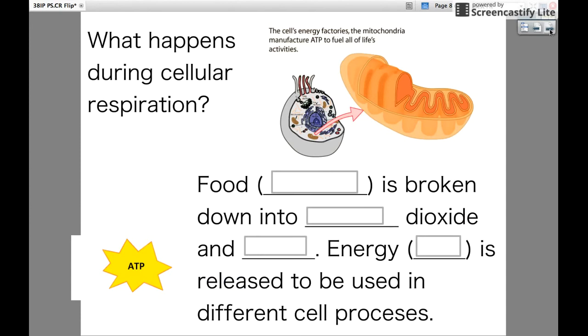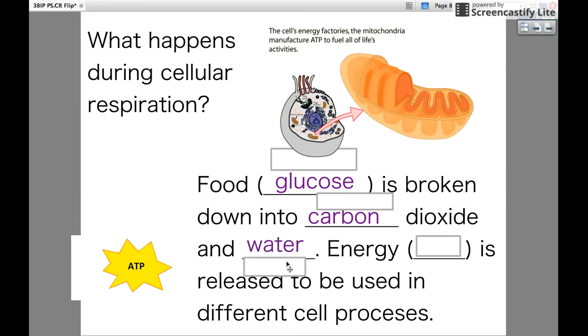So up next, what actually happens during cellular respiration? Here's a picture of an animal cell, and then zoomed in on the mitochondria, because that's where all of this is taking place. Food, which we can also call glucose, is broken down into carbon dioxide and water. Energy, which is what I'm showing you over here with my little pow sign, which we call in science ATP, is released to be used in different cell processes.